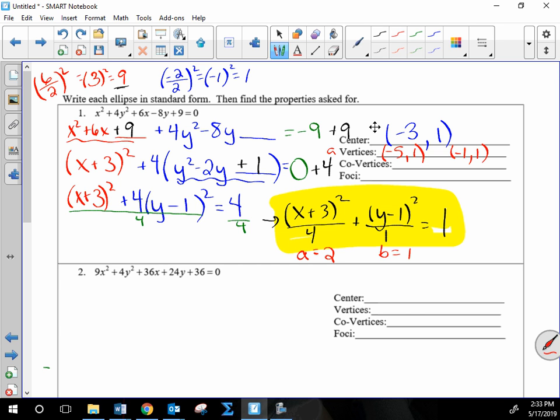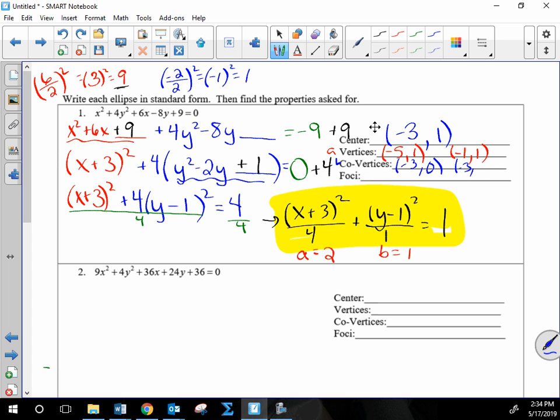All right, co-vertices. You also have our B value. Our B value affects our y's. So with my center, I'm just going to affect my y's. So 1 minus 1 would be 0.